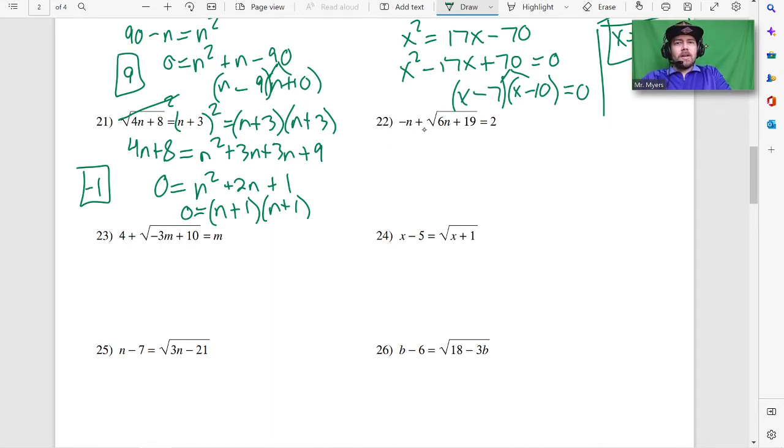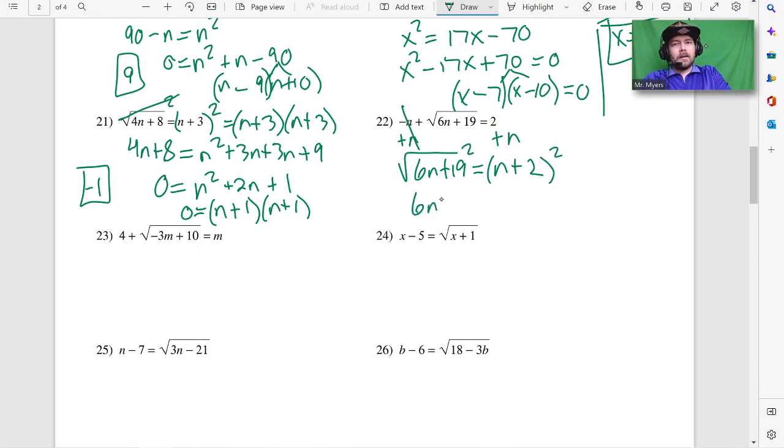Now for 22, it changes again because we don't have the square root isolated. If you don't have your square root isolated, if there's nothing else around it, you can go ahead and square. If there is, you have to solve for the square root first. Because if you don't, then you'd have to FOIL negative n plus root 6n plus 19. And then you'd end up with another radical after you square that. So isolate the radical, then square both sides.